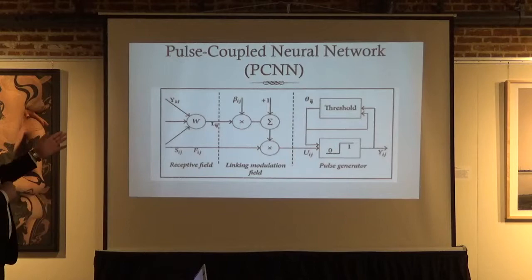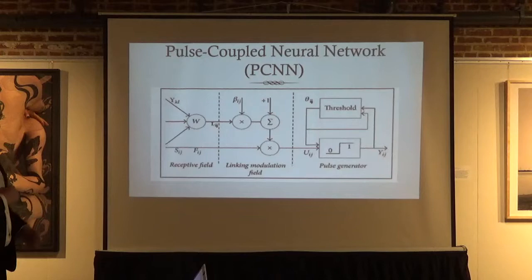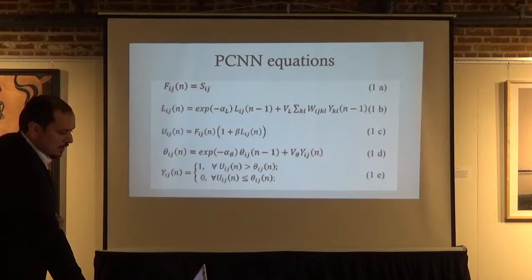So after that, the linking is multiplied with a constant, and a constant bias is added. After that, the result U is compared with the dynamic threshold theta. If it's larger than theta, we will have a pulse. If it's not larger than theta, which means this neuron is noisy and we don't want that, it will be taken back to the network again. And this is some of the pulse coupled neural network equations.